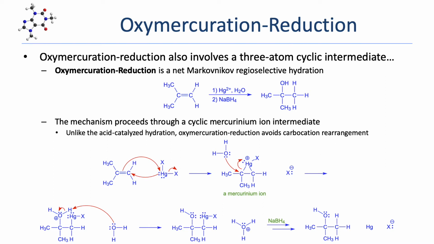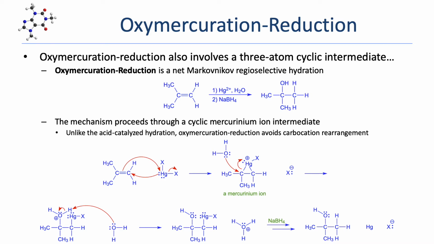The inclusion of those numbers is important. If those reagents were introduced all at the same time, the sodium borohydride would simply reduce the mercury salt down to liquid mercury and the reaction would fail. Given the complexity of the reagents, it might be disappointing to see that the reaction is simply a net Markovnikov regioselective addition of water, just like the acid-catalyzed hydration. But as you'll see, there are some distinct differences and some advantages to the oxymercuration reduction.